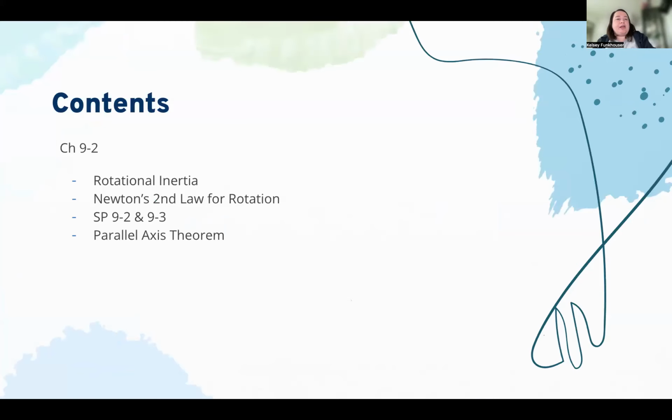So this is coming from chapter 9-2, and we'll talk about rotational inertia, Newton's second law for rotation. We'll do a couple sample problems, and then we'll talk about parallel axis theorem.